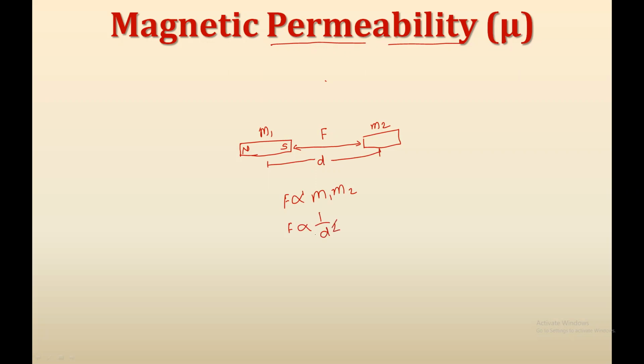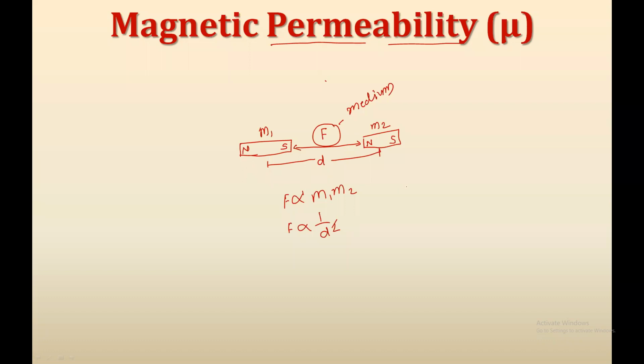Is it right? But have you noticed that these two magnets are separated. They are not having physical contact between them. They are not touching each other here. They have a little bit of distance between them, and still the force exists. It means that this force depends upon the surrounding medium also.